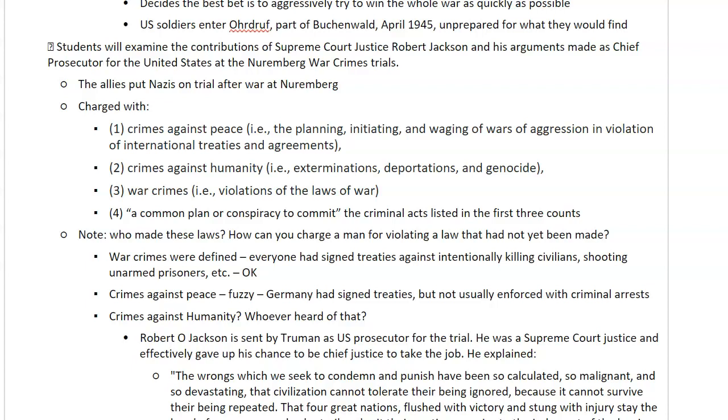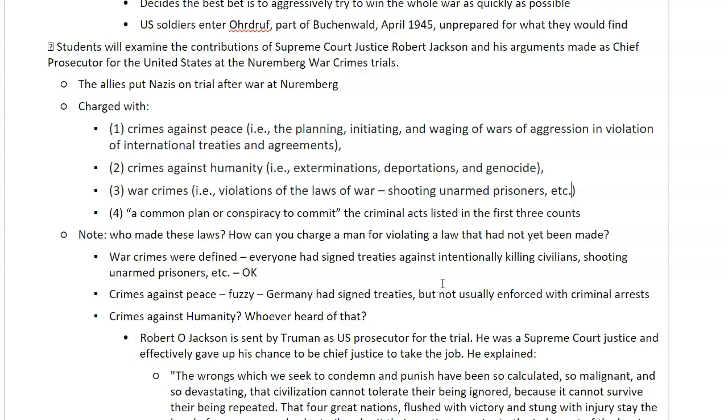War crimes. That is, violations of the laws of war. A common plan or conspiracy to commit the criminal acts that they're charged with. Okay, so you're charged with making war on other countries, with violating the laws of war. By this we mean doing things like shooting unarmed prisoners, etc.